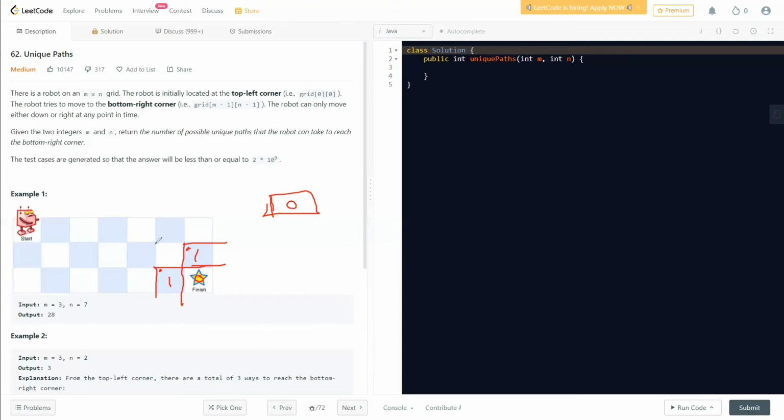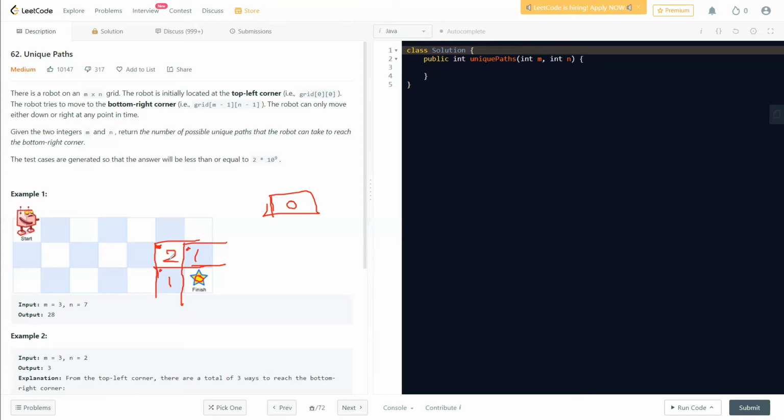Now see, if it was a 2 cross 2 matrix, fine. If it's a 2 cross 2 matrix like this, now our robot is standing at this box, at this white box, and it wants to reach the finish. So our robot can take a right turn, or it can take a down turn, fine, either right or down. So if it takes a right, from this right, how many ways can we reach the finish? There will be one way. If it takes a down, how many ways can we reach the finish? There will be one. So how many ways can we reach the finish starting from this position? It will be two ways.